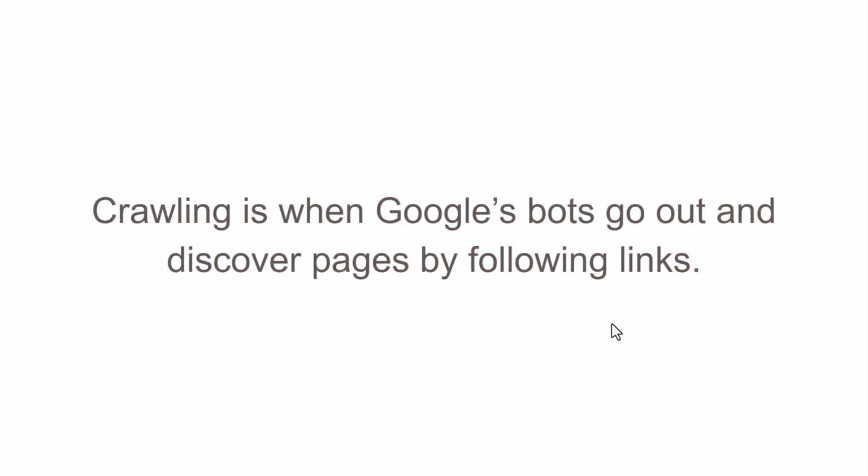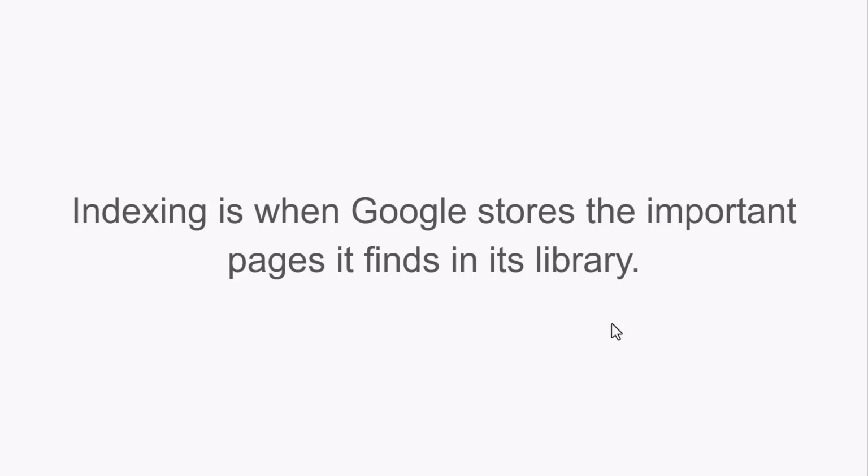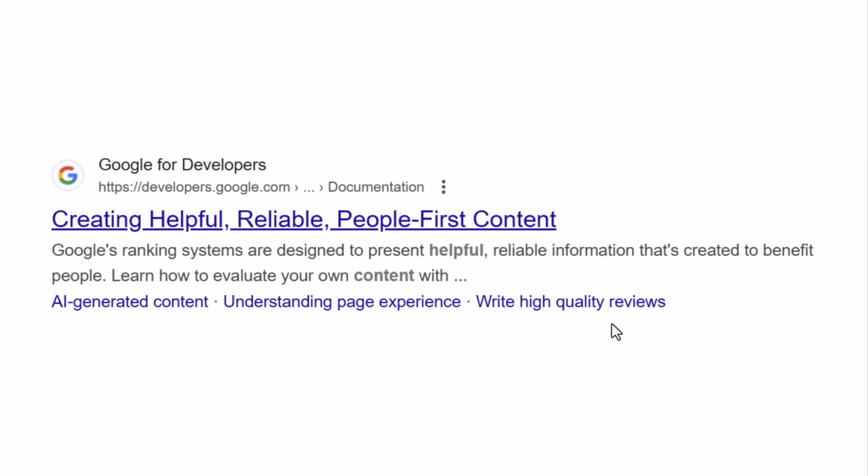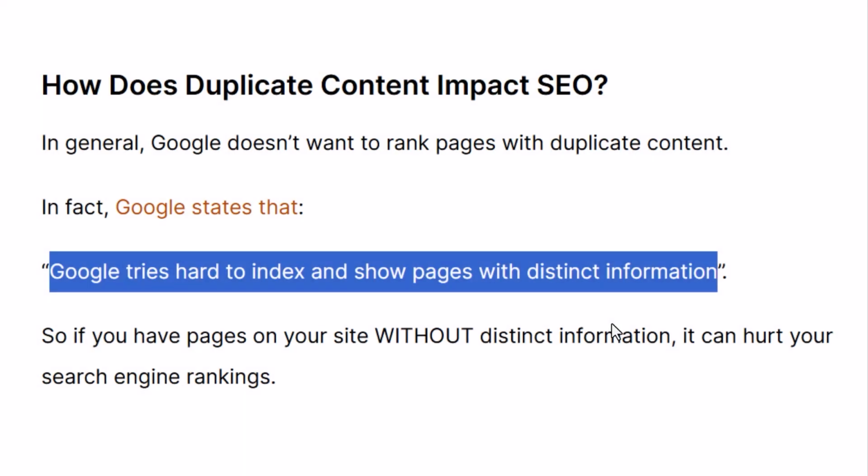So crawling is when Google's bots go out and discover pages by following links, and indexing is when Google stores the important pages it finds in its library. But here's something important to remember: not every page that gets crawled will be added to the index. After crawling a page, Google evaluates whether it's worth including. If a page has good, useful, and helpful content, Google will store it in its index. But pages with poor content, duplicate information, or technical issues might get skipped.